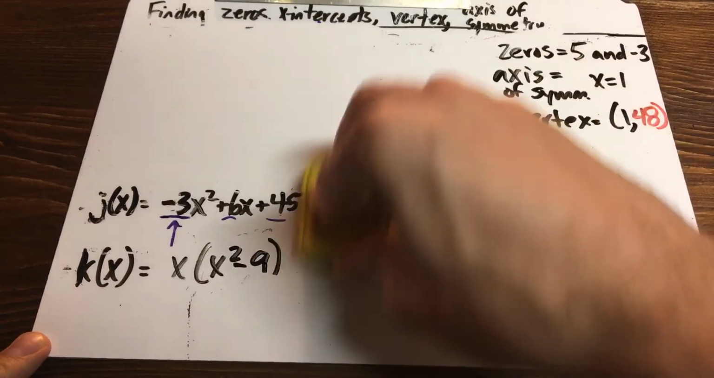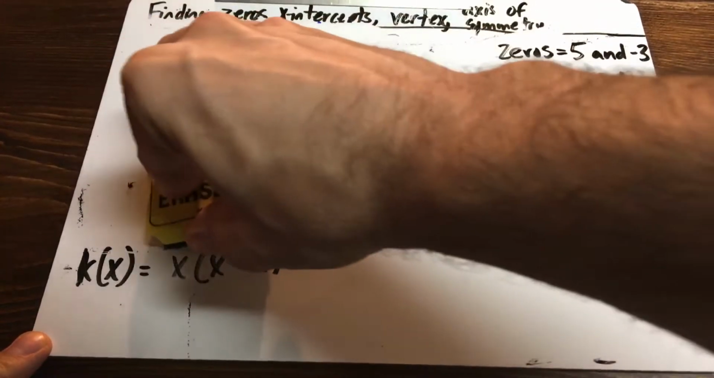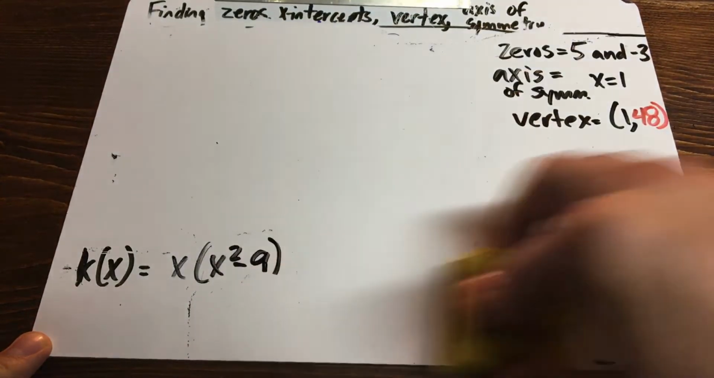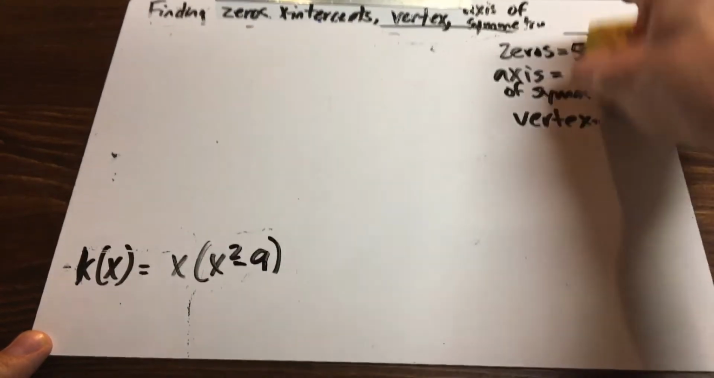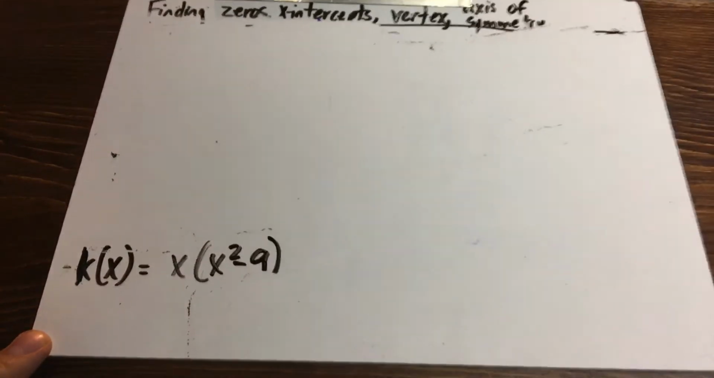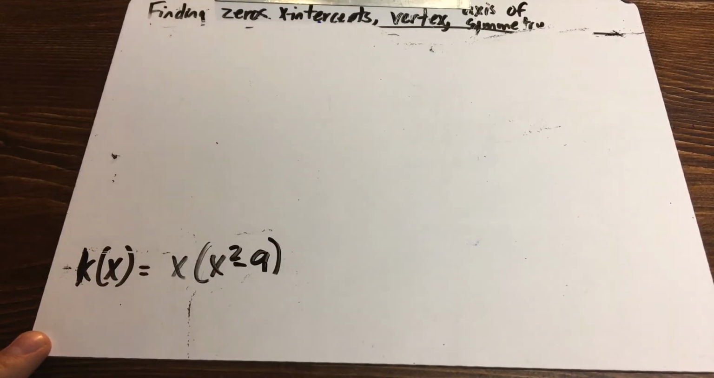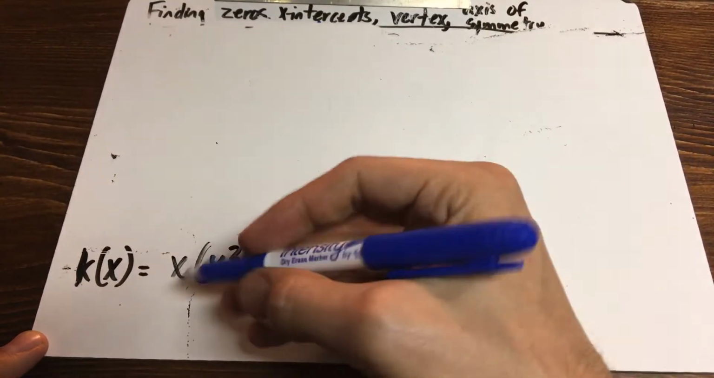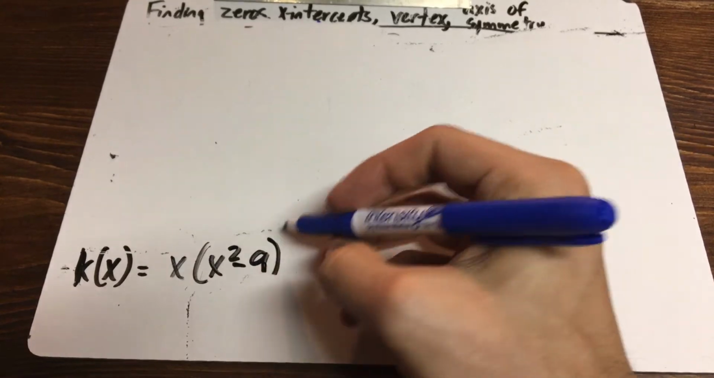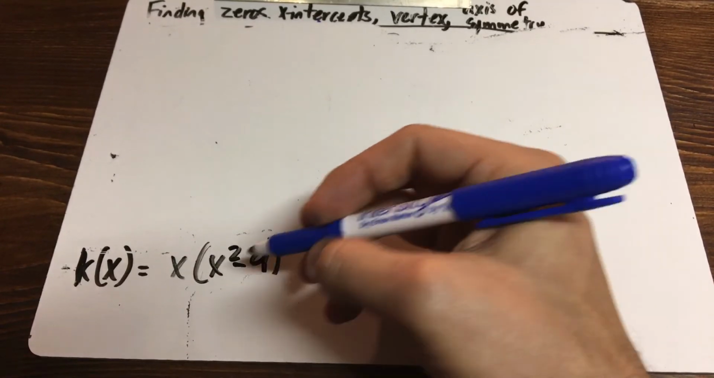Let's see if we can knock out this last one. Oh, you know what? This is going to be an interesting one. I don't know if I intended for this one to be on here like this. Okay, we can do it though. x times x squared minus 9. This is a 9. It kind of got cut off down here.